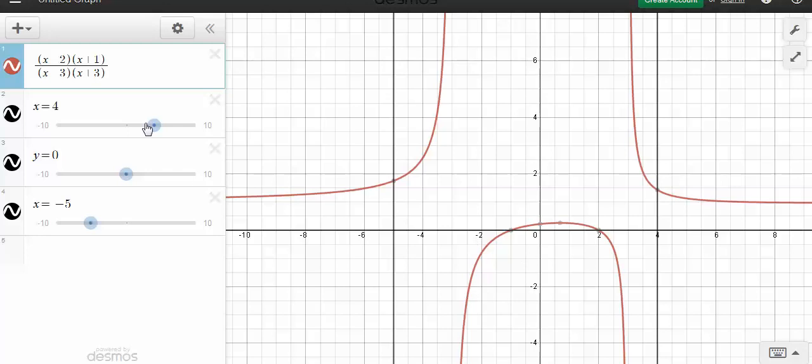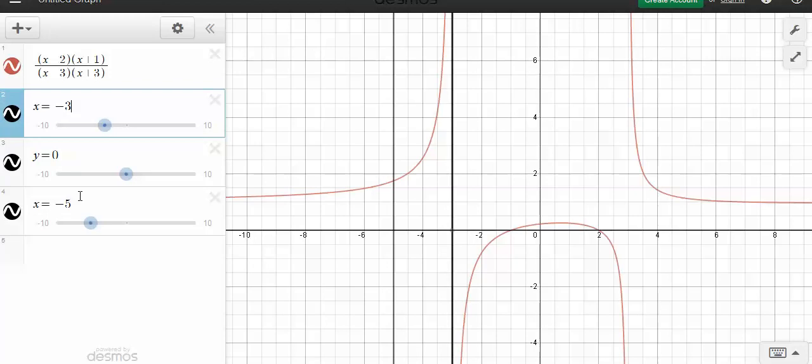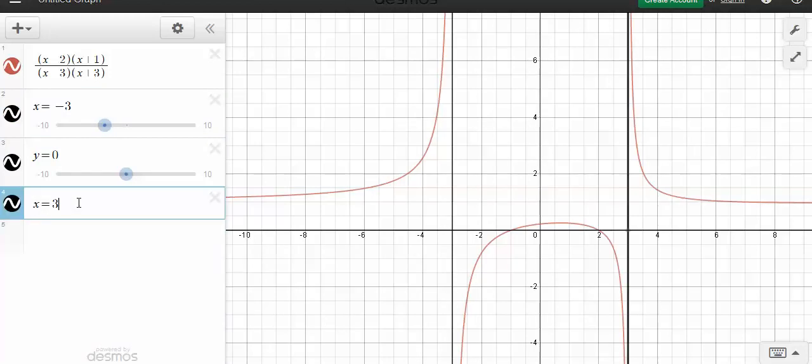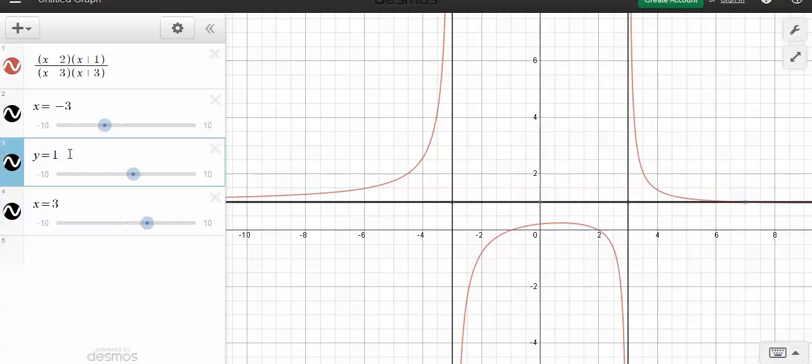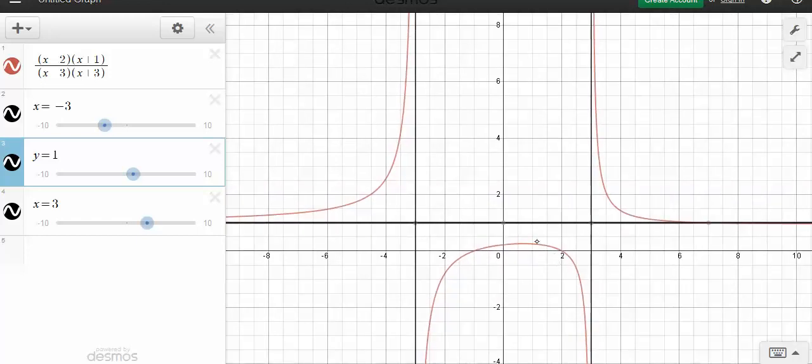I told you that the vertical asymptotes were at negative 3 and positive 3, and this was supposed to be at 1. Does this match what my graph is showing? Yes, absolutely. This is exactly the graph, so that must be the equation.